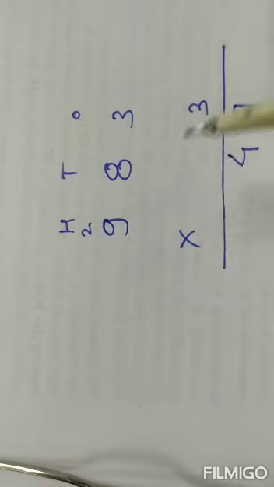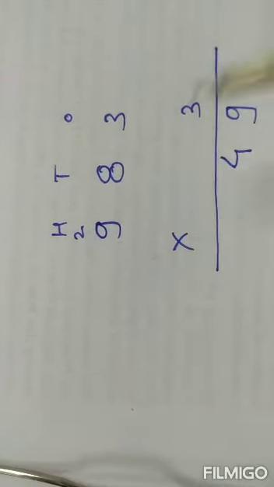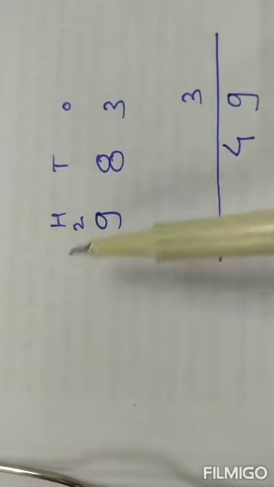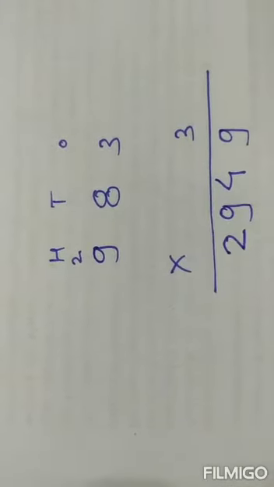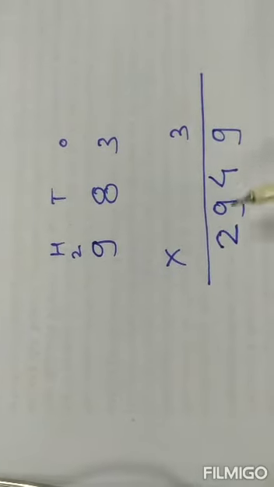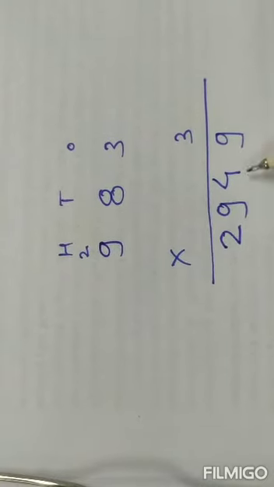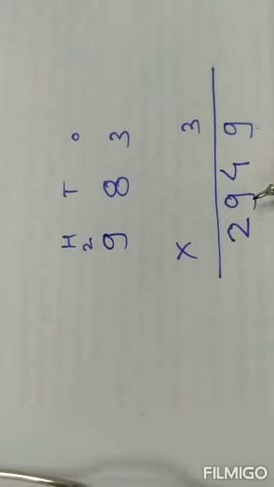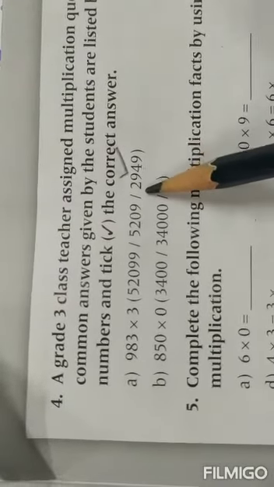Now multiply number 3 with number 9, and 3 9s are 27. And add this carry 2 in 27. And write here 29. Answer of this sum is 2949. So tick on 2949.